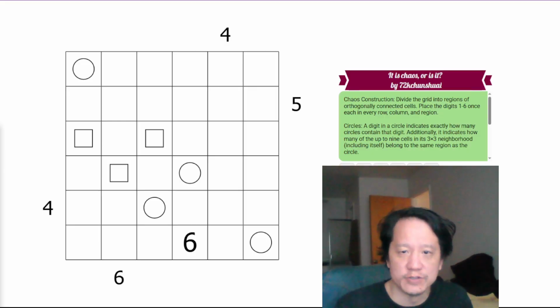Today's very easy puzzle is called It is Chaos, or Is It? By 72K Chun Shuai. I think that's how you pronounce it.